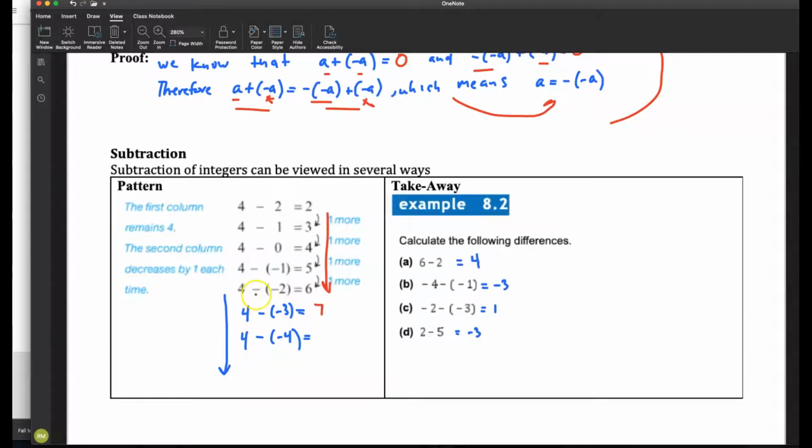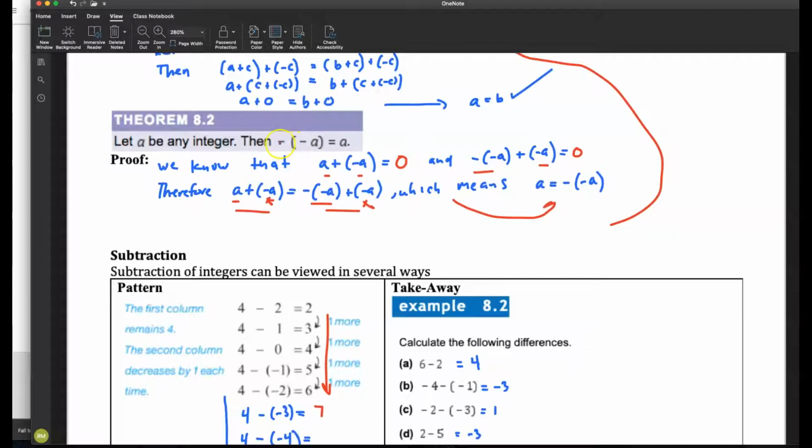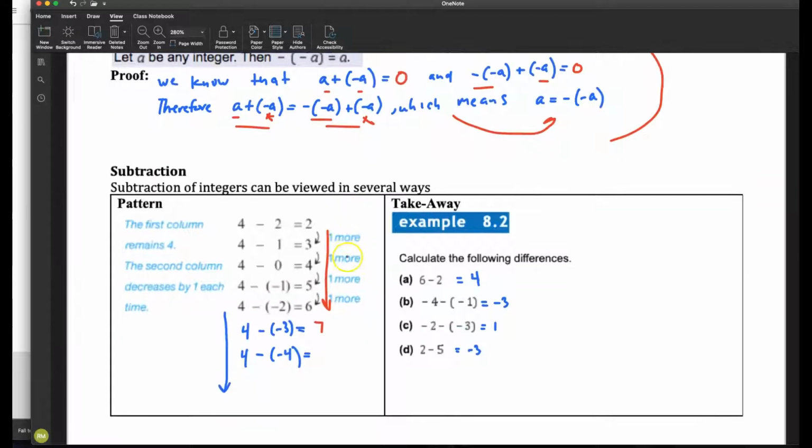So as you start to see that pattern, you say, oh, 4 take away negative 2. And you learned in your other classes that you just make it a positive. That does come from our rule here, right? The opposite of a negative is the positive value. And so that's where subtraction becomes addition.